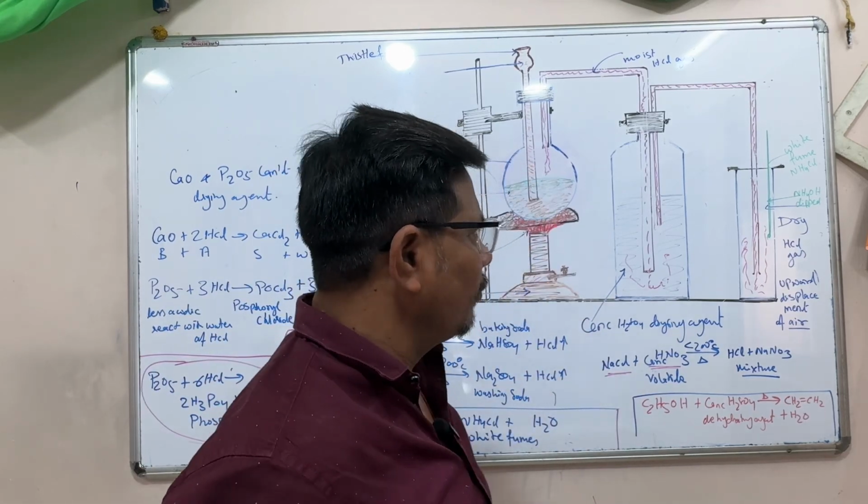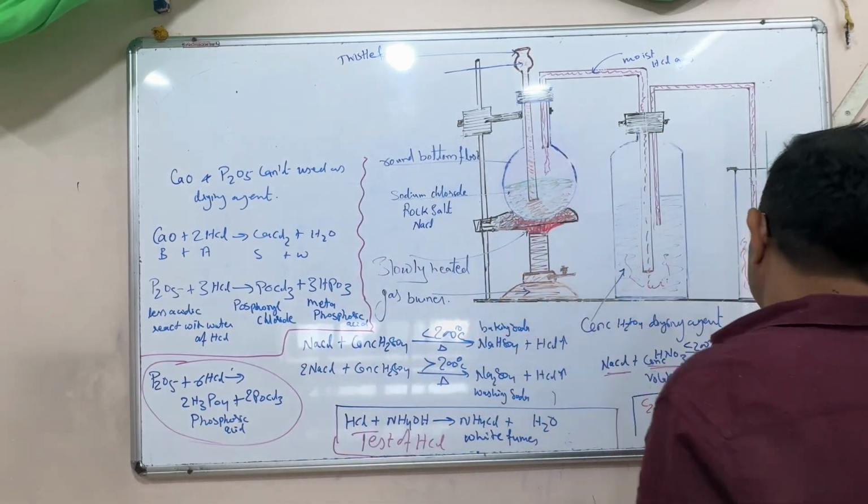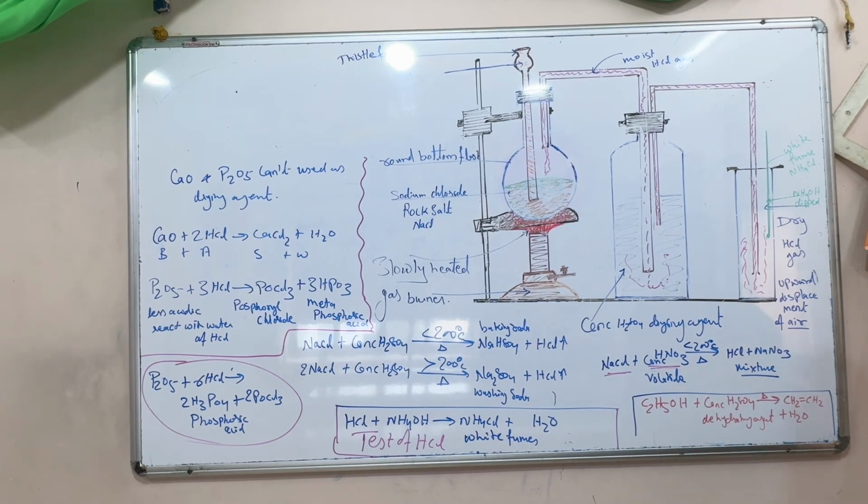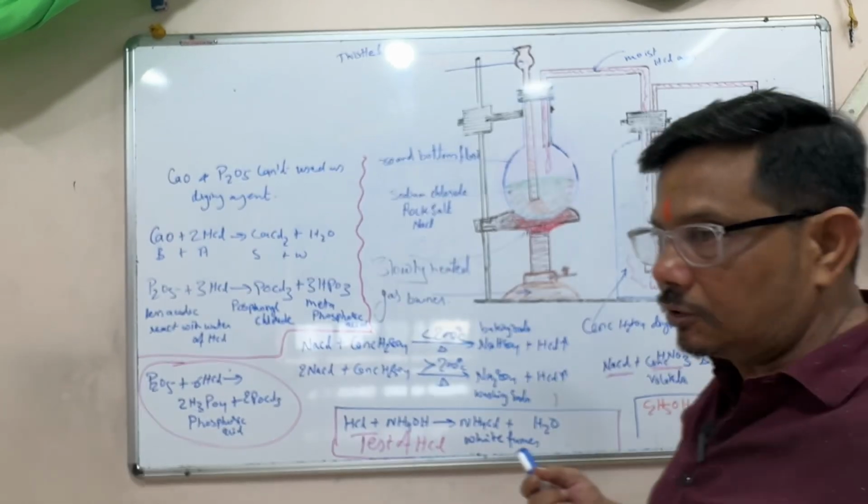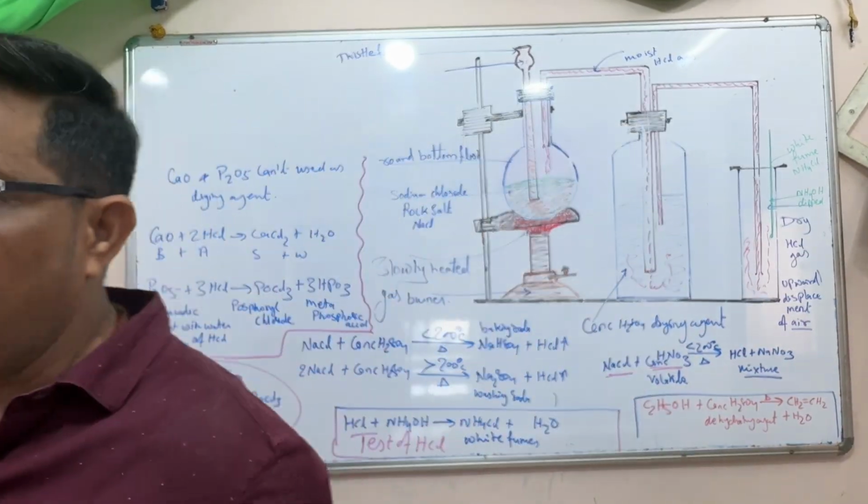So the density of HCl is heavier than air, so it will go down and the air will go up, and we get dry HCl gas at the bottom. Now we want to know whether we get HCl or not. We can't see it because it is colorless. So we put a glass rod which is dipped in ammonia solution.